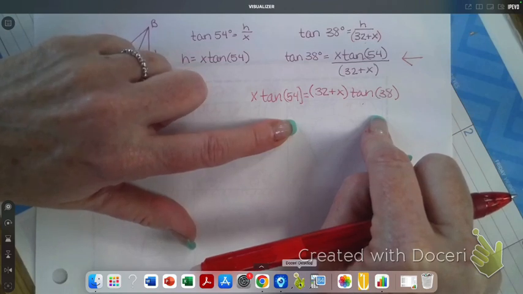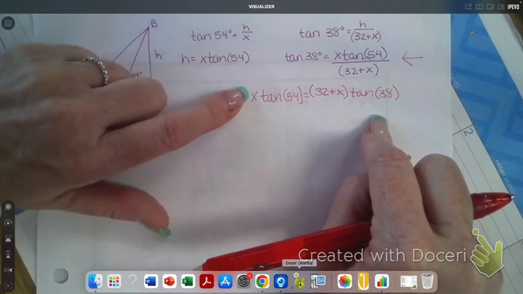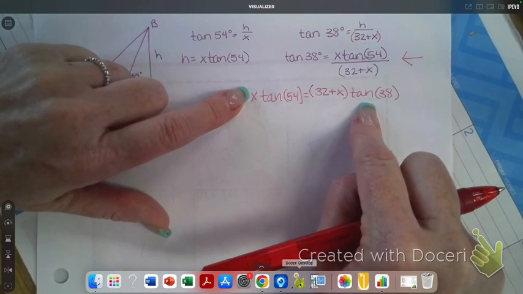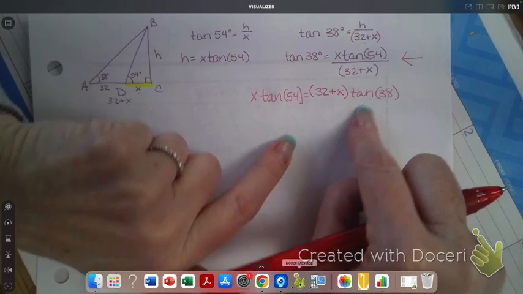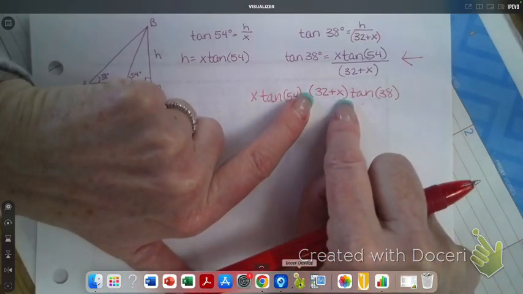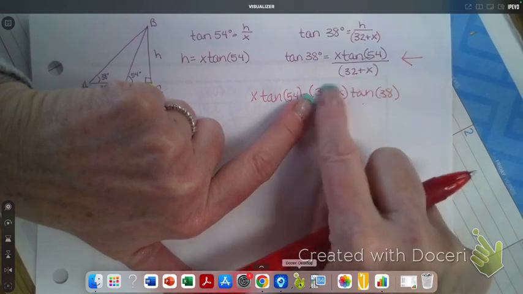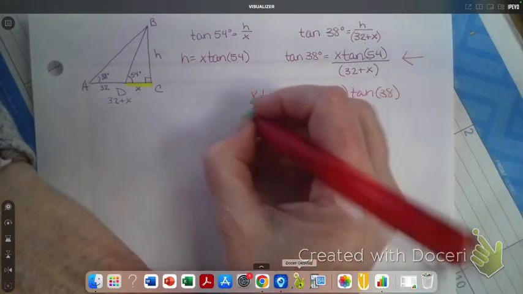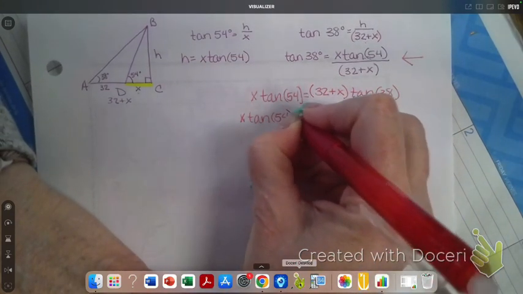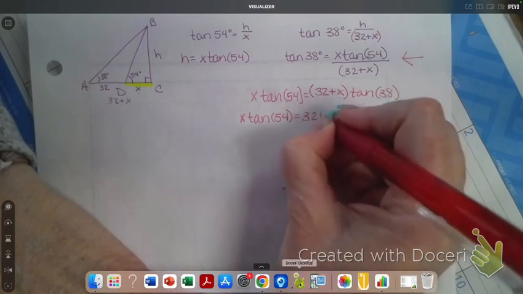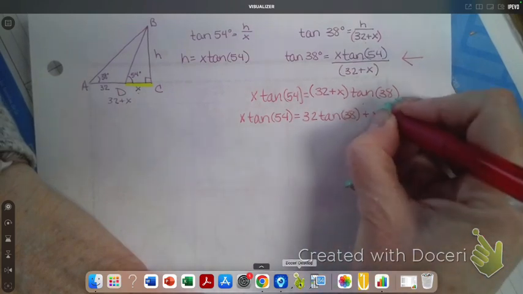Okay, so what are we solving for? X. So we've got an x over here and we have an x over here. And so we need to move x's all on one side, correct? But I can't do that yet because of why? The quantity, right? So what do I need to do before I can move that x? I need to distribute. So I have x tangent of 54 equals 32 tangent of 38 plus x tangent of 38.